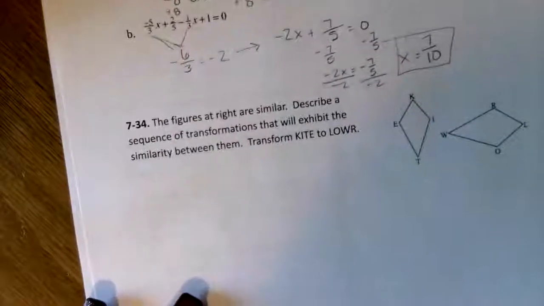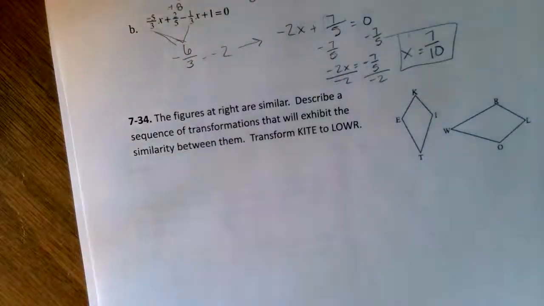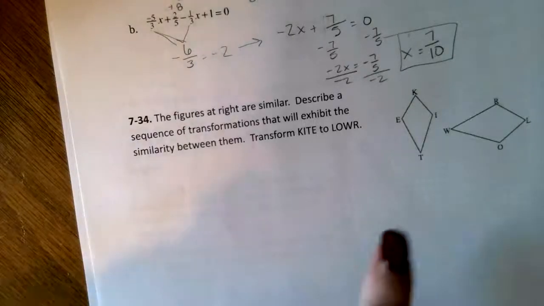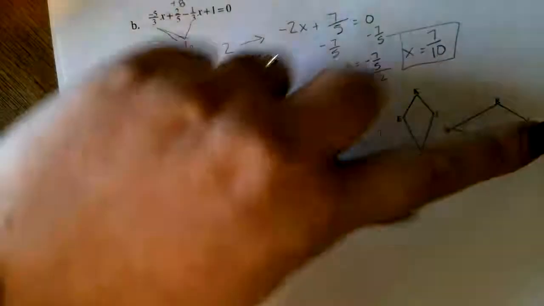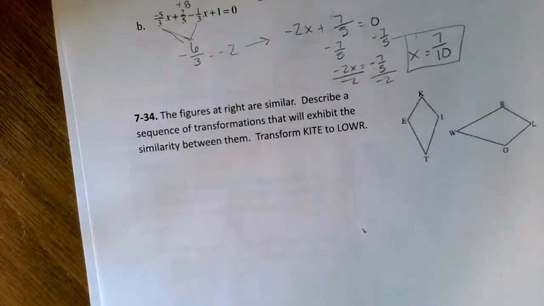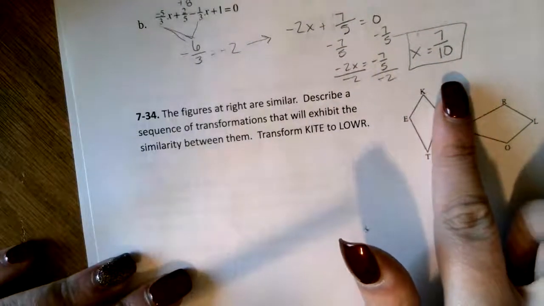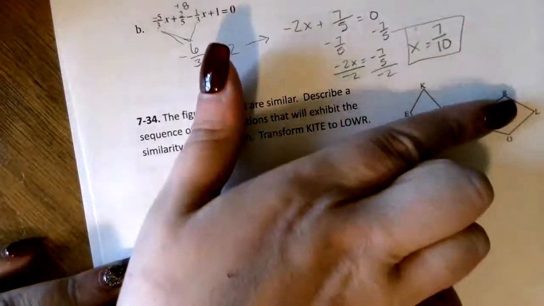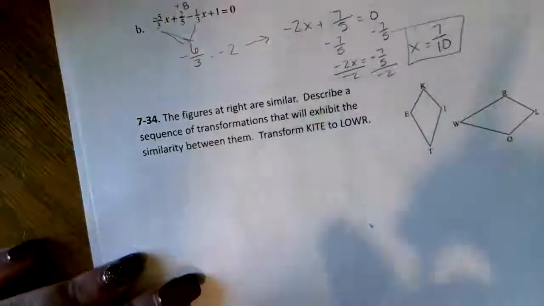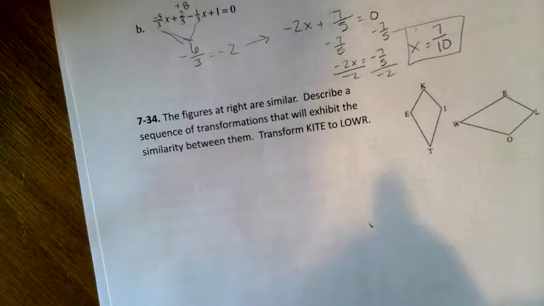All right. Then for our last one, we have the figures at the right are similar. Describe a sequence of transformations that will exhibit the similarity between them. So we have to transform this kite over to here. Okay, so we're moving this over here. You can kind of see what I was doing with my fingers. I can use a translation, so I could slide it over, and then I could rotate it, and I could dilate it then to make it the same.